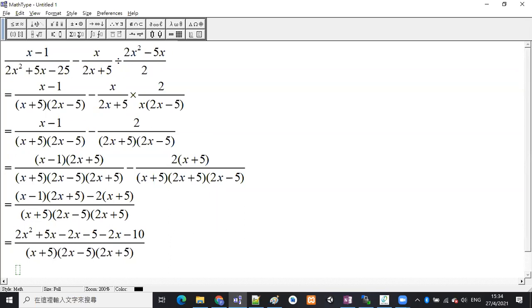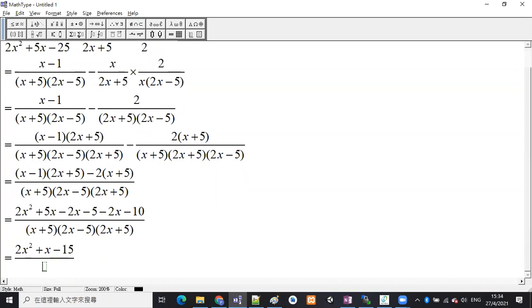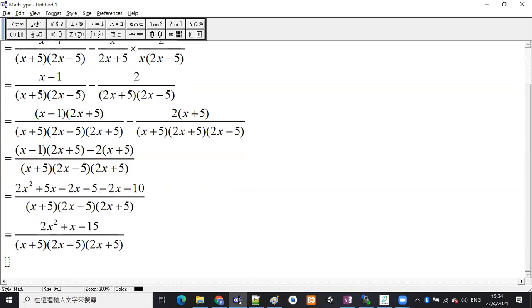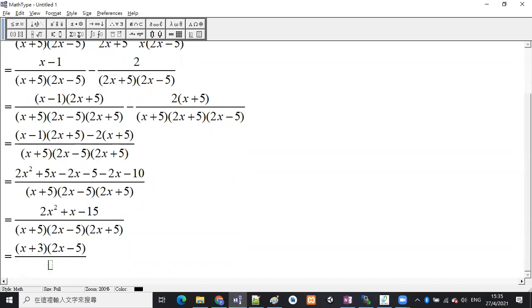Okay, and then simplify the like terms on top. So we have 2x squared plus 5 minus 2 becomes plus 1x. And then minus 5 minus 10 becomes minus 15. And then we have this. Okay, and for the quadratic factor on the top, we need to try to do the factorization using the formula 1 or using the cross method. So I think it should be like this. Should be plus 3. Yes.